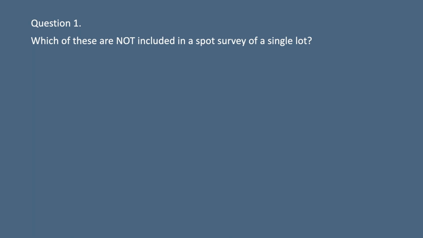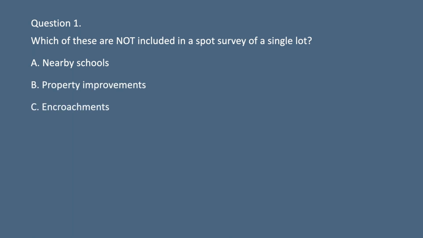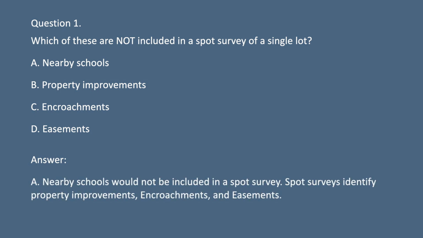Question 1. Which of these are not included in a spot survey of a single lot? A. Nearby schools. B. Property improvements. C. Encroachments. D. Easements. Answer. A. Nearby schools would not be included in a spot survey. Spot surveys identify property improvements, encroachments, and easements.